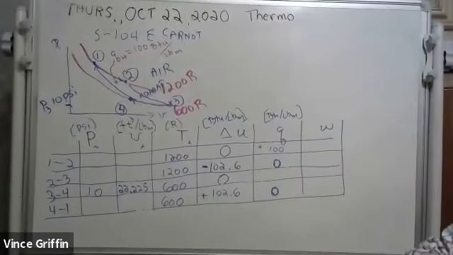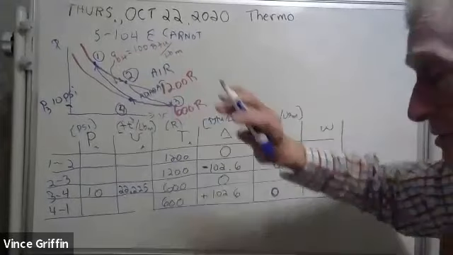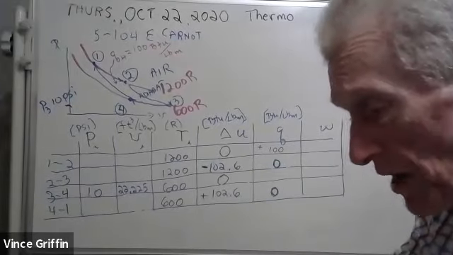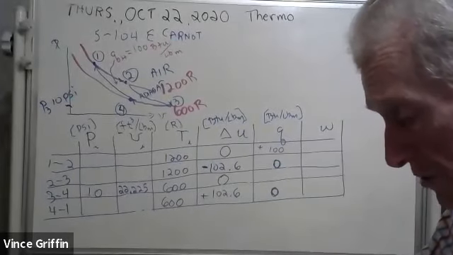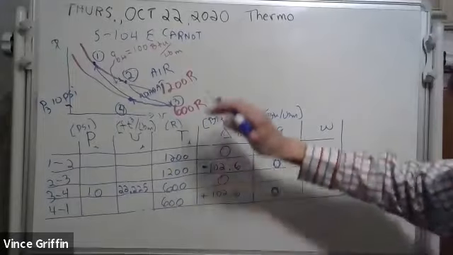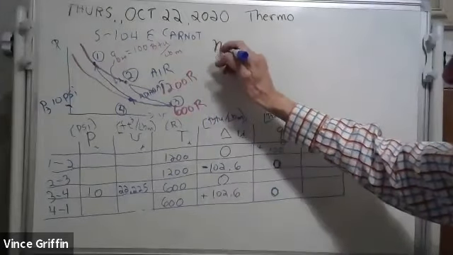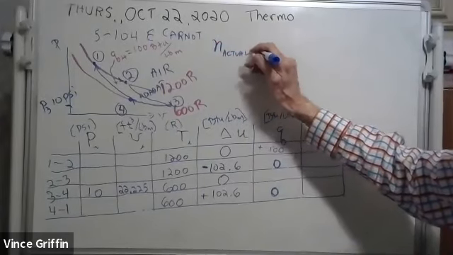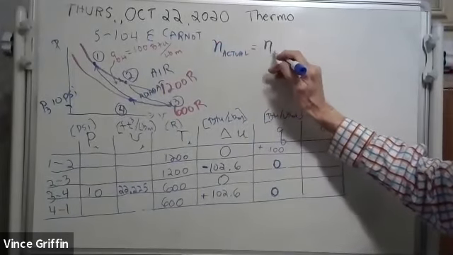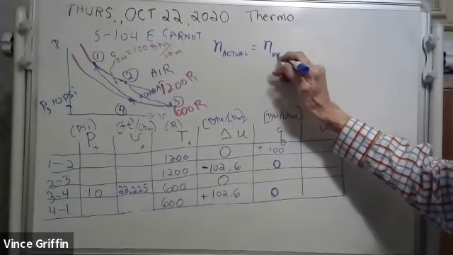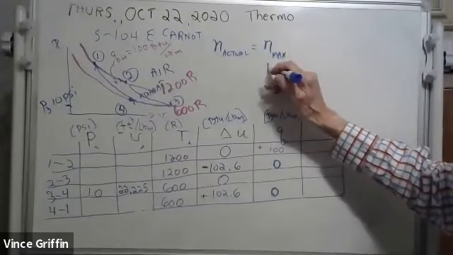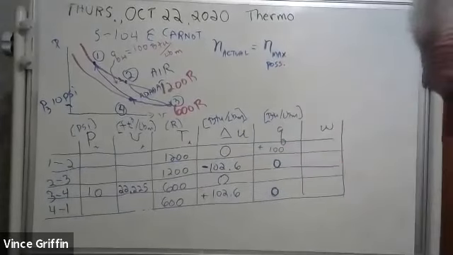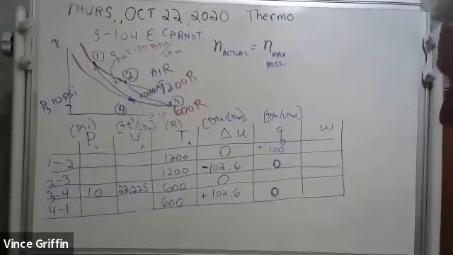See, the Carnot cycle is a perfect, ideal, reversible cycle. There's no friction. There's no irreversibilities at all. And the actual efficiency of a Carnot cycle is equal to the maximum possible theoretical value of the efficiency. So we can write those equations.